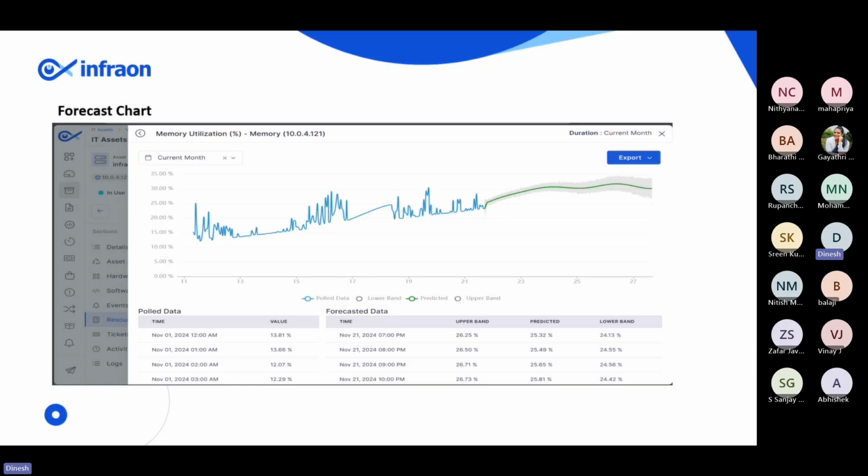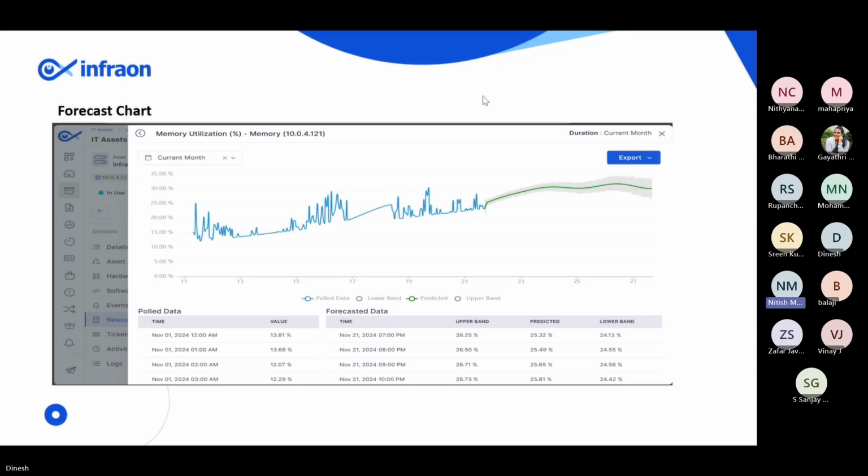But with our Infraon AIOps service engine, it tells you this link will reach 90% utilization in the next 20 days. The system is predicting these kinds of events earlier, before they are affected, so IT can upgrade the bandwidth before it is even impacted. You can also take another example here.